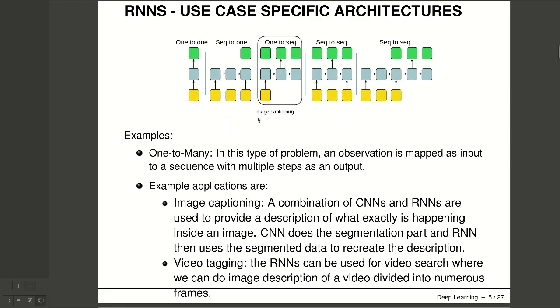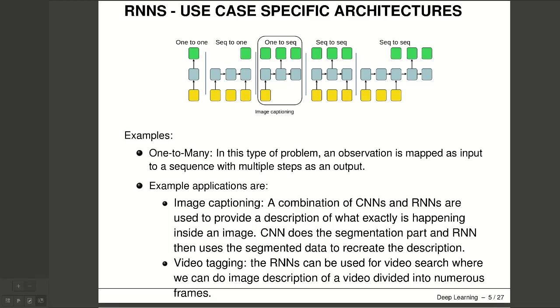Another application and use case of RNN is when we have a single input and we would like to map this single input to a sequence of outputs. An example application is image captioning. Most image captioning networks are composed of a CNN and an RNN, where the network uses the CNN for processing the input image, and the RNN is used to provide a description of what exactly is happening inside the image.